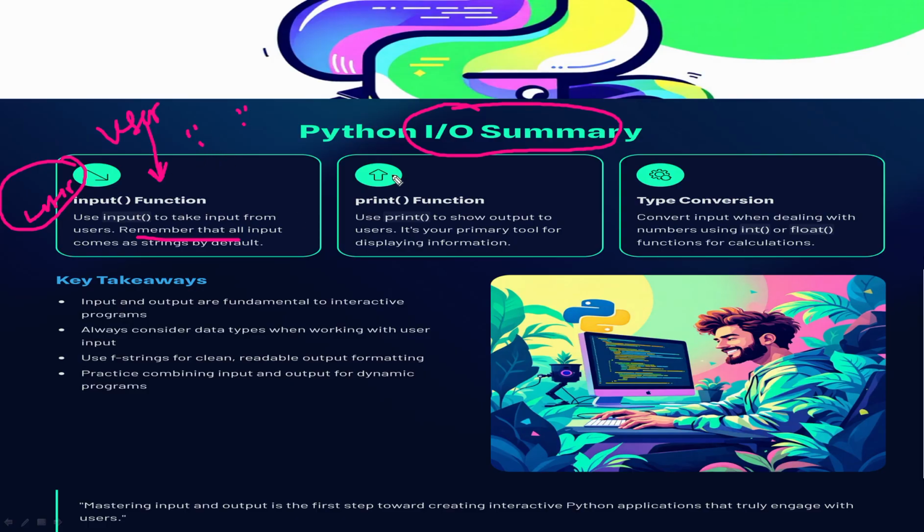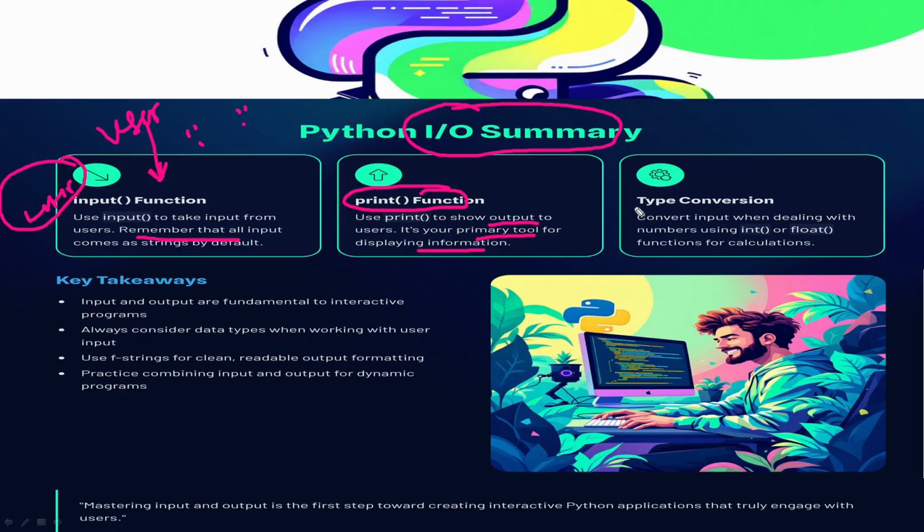Then the output. For the output we are using the print function to get the final result of the program for whatever input we have given. It shows the output to the user. It's your primary tool for displaying information. This is our primary tool to see the output on the screen.